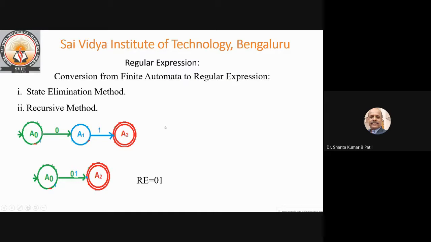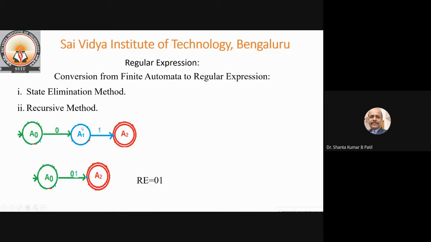For example, if two final states are there, one time you can eliminate one final state and find out the regular expression, and the second time eliminate the other final state and find out the regular expression. The combination of these two is the regular expression. That is, the regular expression is equal to RE1 plus RE2. So this is the eliminating state.